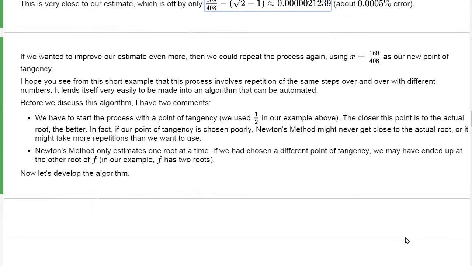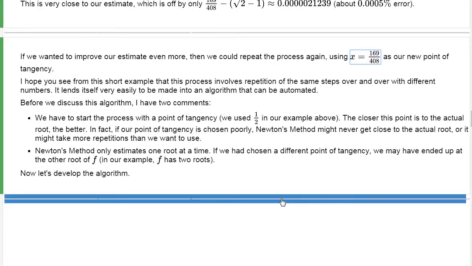If I want to improve my estimate even more, I can just repeat the process again. So use the x-intercept from my second tangent line as the basis for a new tangent line. Make that our new point of tangency, and then you would find the x-intercept of that new tangent line and keep going as far as you want. And you can see that there's a lot of repetition of the same steps over and over. This lends itself to doing it on the computer and just looping it around.